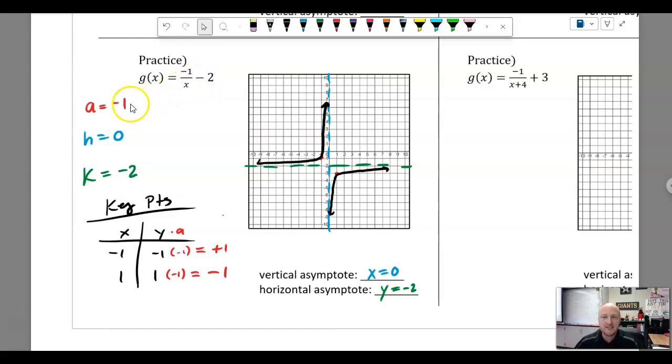Your A value is -1, so you do get that reflection. So hopefully you reflected over, right? The Y values should multiply by negative. And then your H value is 0, so you don't translate your vertical asymptote, but we do have a K value that is -2, so we translate down 2 units. Did you get it? Good job.